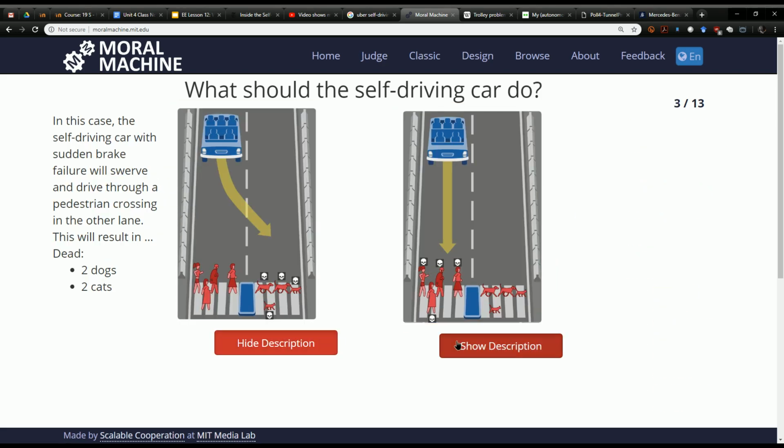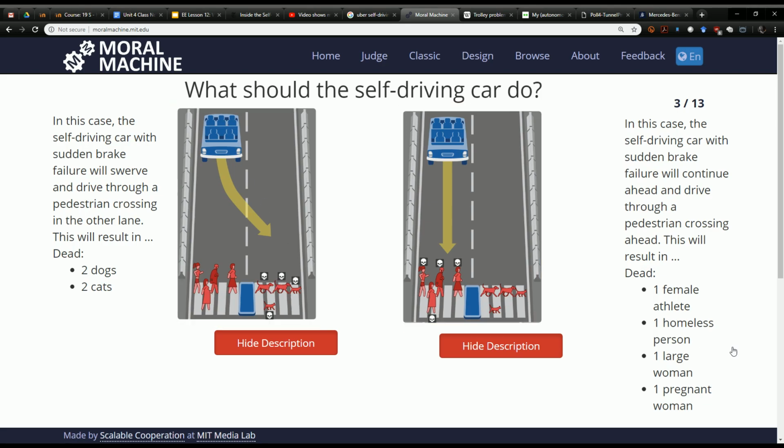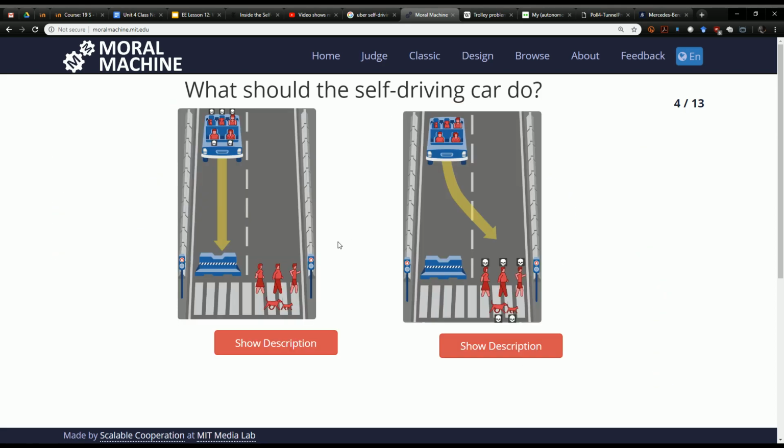Here we have vehicles swerving to kill dogs and cats versus vehicles swerving to kill an athlete, a homeless person, a large person, and a pregnant woman. So here we're also making moral judgments about people's weight, people's appearance, how much we like cats and dogs. I'm going to go ahead and kill the cats and dogs. A few more of these.